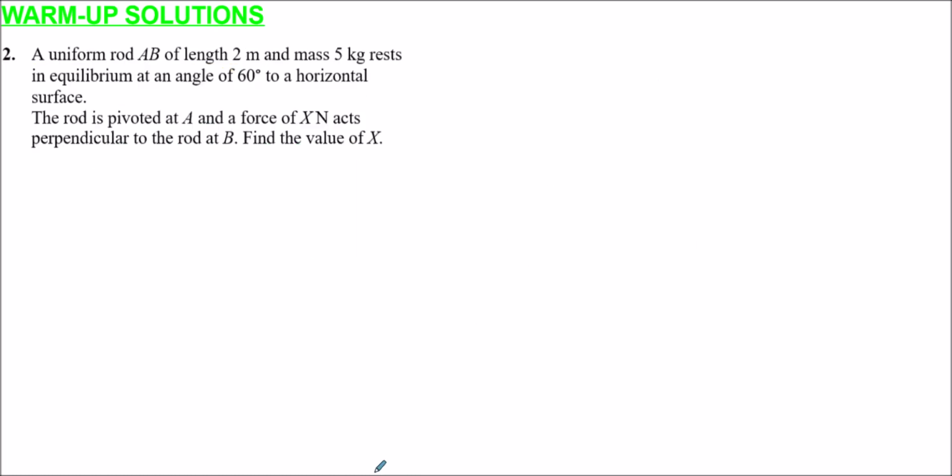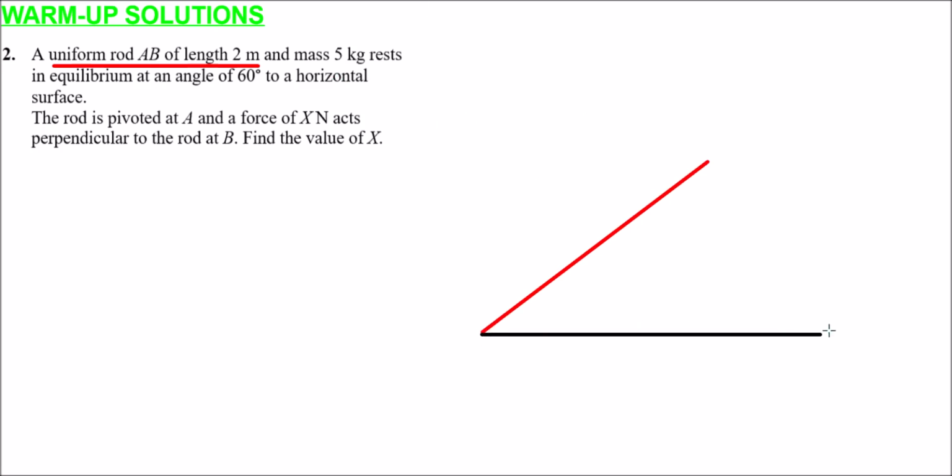Question 2, like I said before, this is a question about moments, essentially. So again, we need to sketch this out. So we've got here a uniform rod, AB. It's got a length of 2 meters. It's a mass of 5 kilograms, and it's resting in equilibrium angled at 60 degrees to a horizontal surface. So I'm going to draw it like this, nice, big and clear. I'm going to also just sketch in the surface, which is horizontal like so.